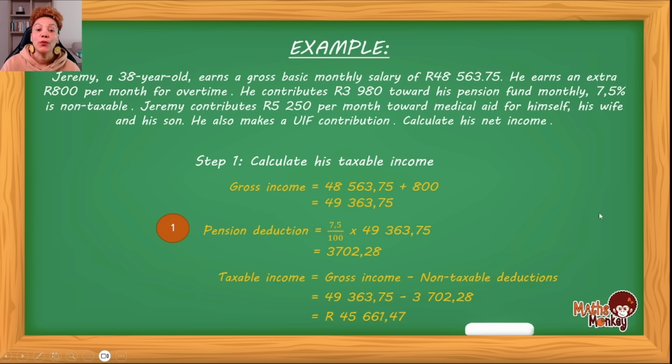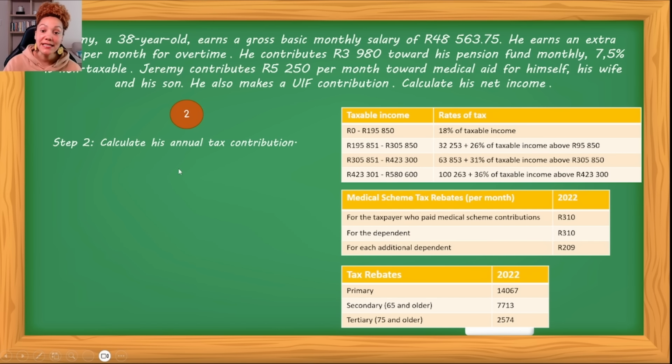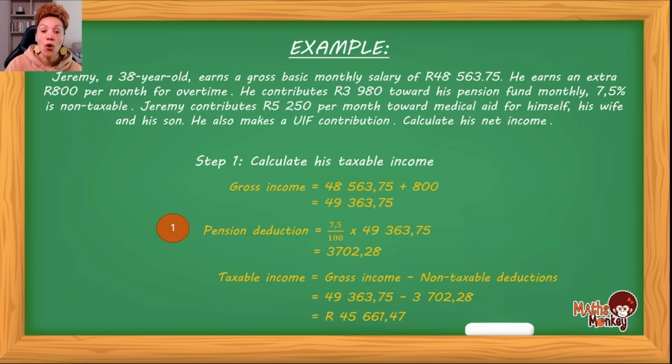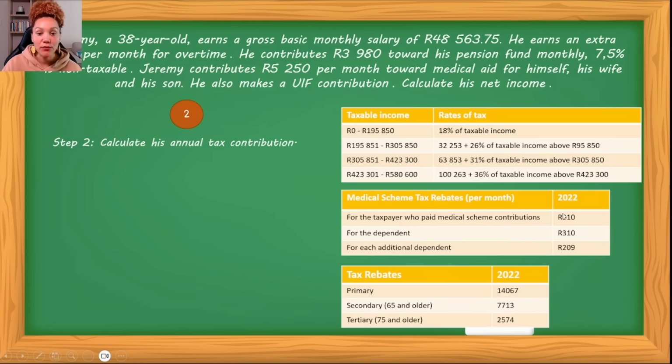Right. So let's move to the second part. Same question. We now know Jeremy's taxable income per month. Now we want to calculate his tax. So step 2 says we calculate the tax. We're going to calculate his annual tax contribution. So what is this going to look like? First, we calculate his annual salary. So we take the 45,661.47, which is what we calculated at the end of step 1, and multiply it by 12 to find out what he earns per year.